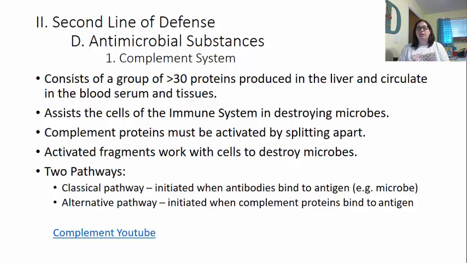There are two pathways that complement can actually be triggered. One is called the classical pathway, and this is initiated when antibodies bind to an antigen or the microbe. They start this process where complement 1 triggers 2 and so on. We also have the alternative pathway, which is initiated when complement proteins themselves bind to the antigens. All right, so sometimes they'll have the normal system where antibodies cause this to be triggered. The other time, complement will be triggered itself by coming in contact with the antigen. You'll also notice on this slide that there is a YouTube video related to complement.